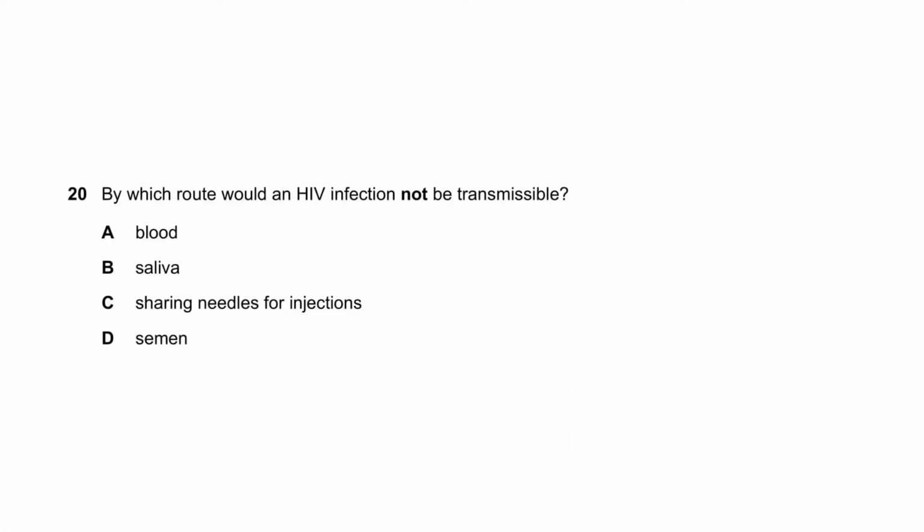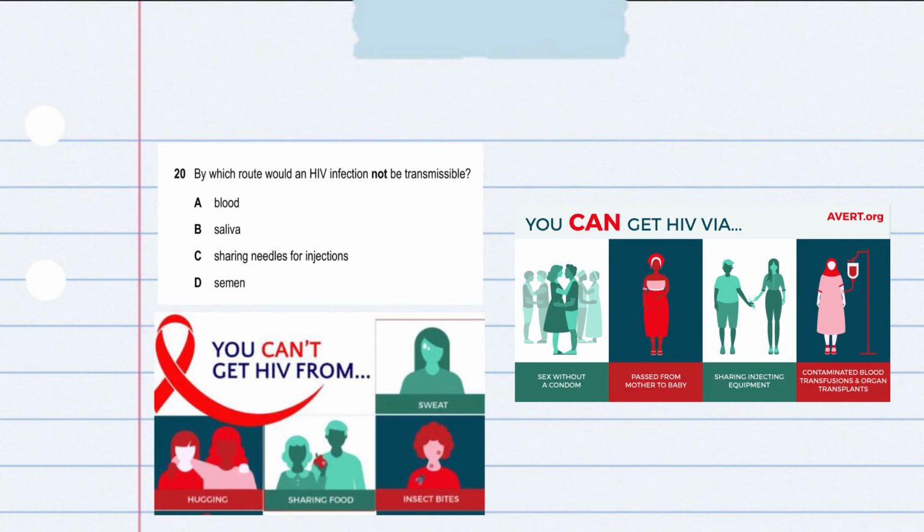Question 20 says, by which route would an HIV infection not be transmissible? HIV is transmitted usually through sexual behaviors and syringe or needle use. It's transmitted through specific body fluids such as blood, semen, pre-seminal fluid, rectal fluids, vaginal fluids, and breast milk. In some rare cases, it's also passed from a pregnant mother to the baby.